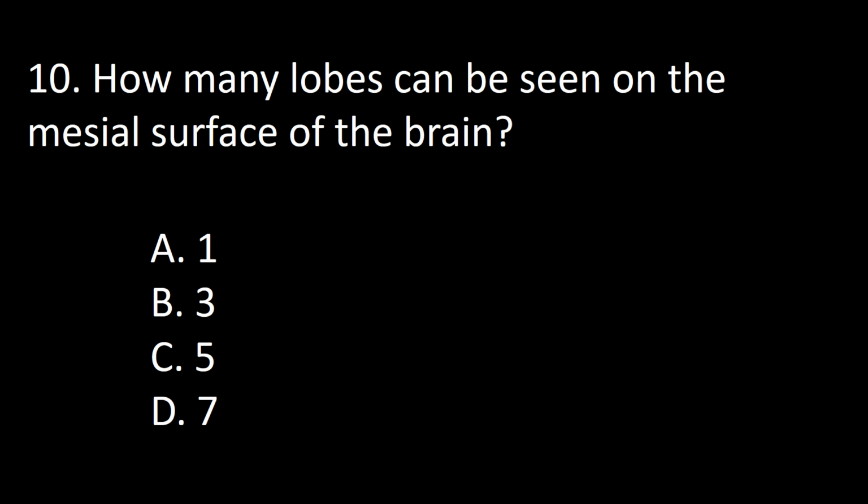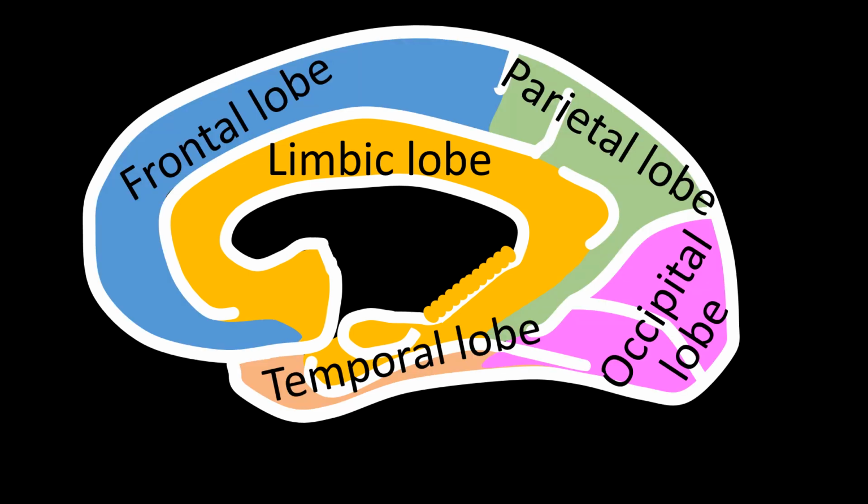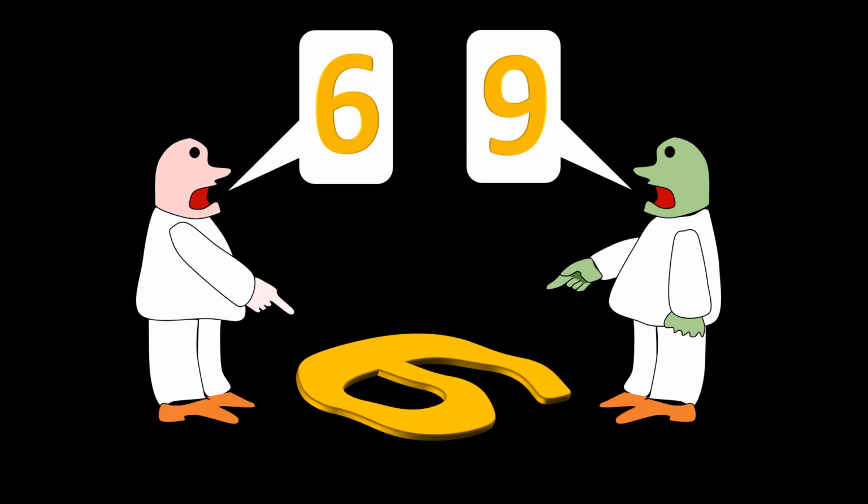How many lobes can be seen in the mesial surface of the brain? Counting the limbic lobe in the mesial aspect of the brain, we can see 5 lobes. Not counting the limbic lobe, that is incorporating it into the other lobes, we obviously have 4 lobes. The number of lobes is controversial because different authorities in the field of neurology have said different things.